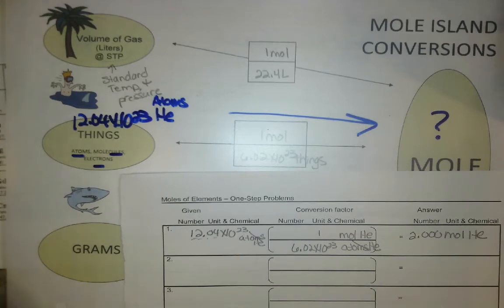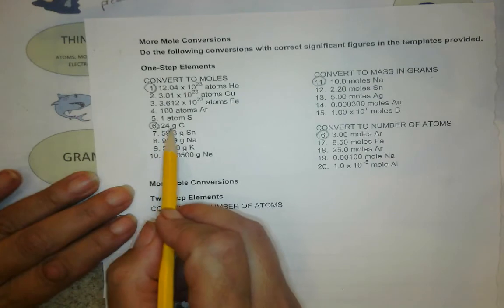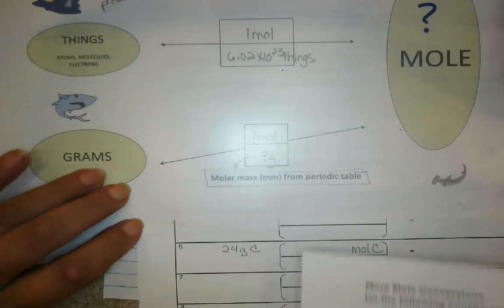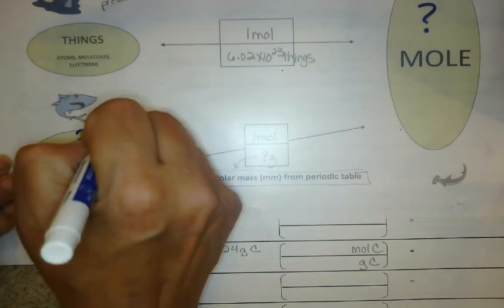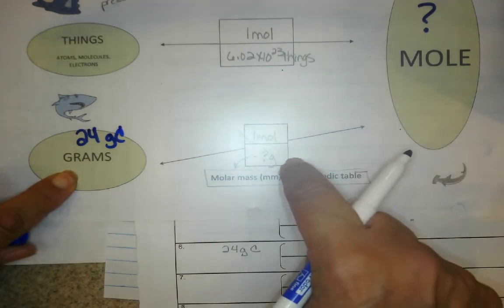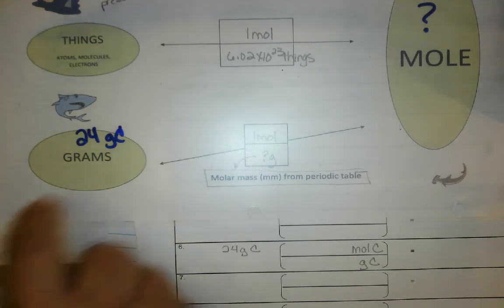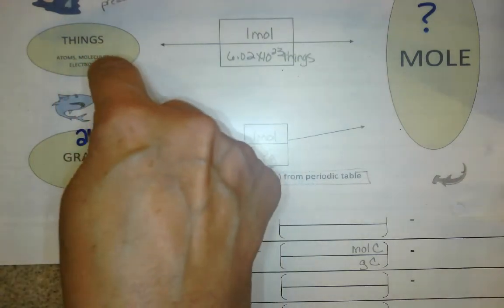Now, I want you to pause this video and see if you can do number 6 correctly. So for number 6, my given is 24 grams of carbon, and it says right here to convert it to moles. So what is happening on my chart? Well, I'm given 24 grams of carbon. I'm at this island, and I'm going to moles. So I need to use this conversion. Here's the problem. People don't know when to use this number versus this number, because I can say how many grams or I could say how many atoms.